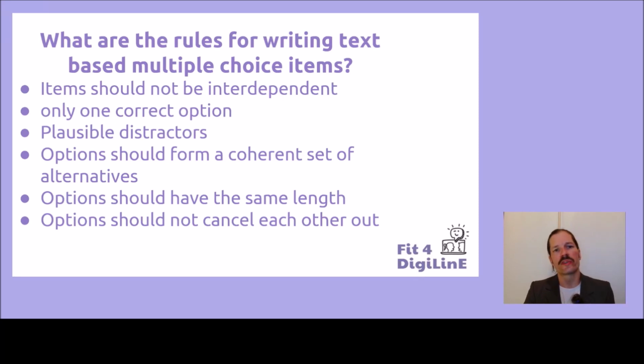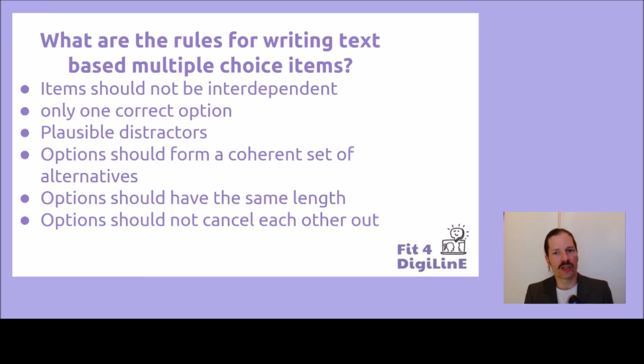So what are the rules for writing text-based multiple choice items? Items should not be independent. That means the answer to one item should not influence the answer to another. There should be only one correct option, and its status as key must be clear and unambiguous. The distractors, while being incorrect, should be plausible enough to distract weak candidates.